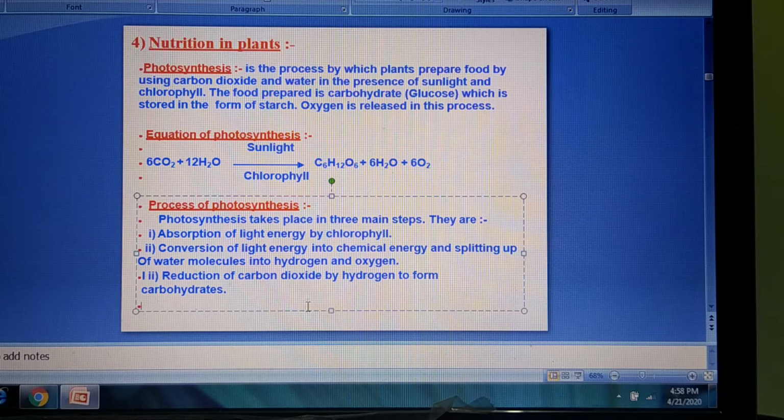So what happens to the oxygen which is formed from the water after splitting? That oxygen is released out in the form of a gas. That's why we say that at the end of photosynthesis, oxygen is also released. So let us see the next part of the lesson.